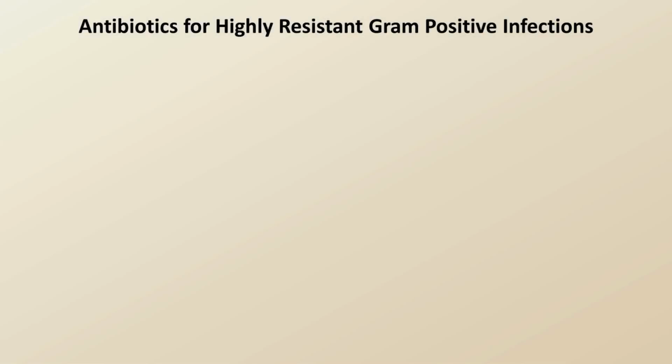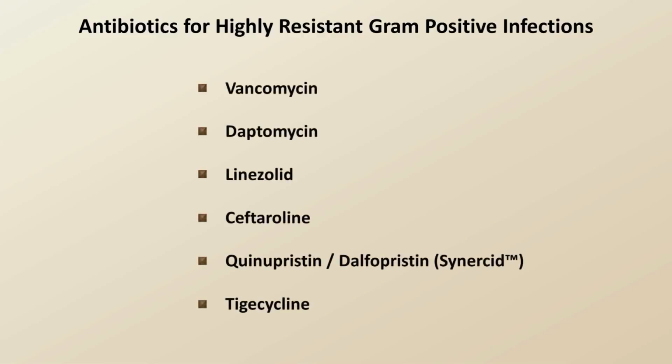So what antibiotics can be used for these highly resistant gram-positive infections? There are 6. Vancomycin, daptomycin, linezolid, ceftaroline, the combination of quinupristin and dalfopristin, better known by its trade name Sinercid, and tigecycline.